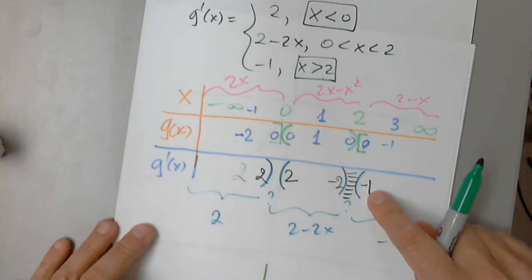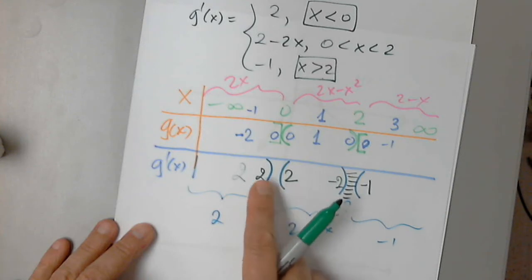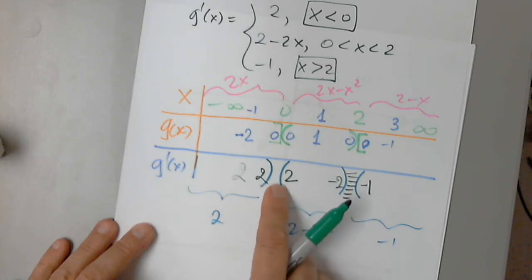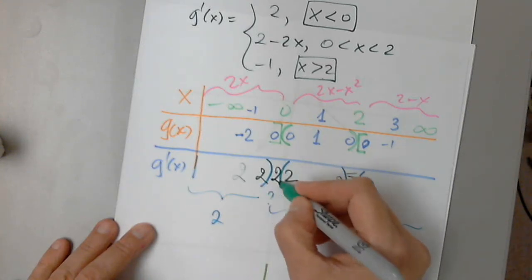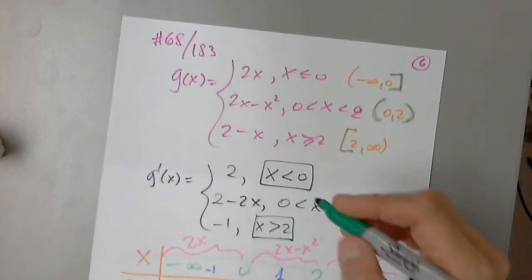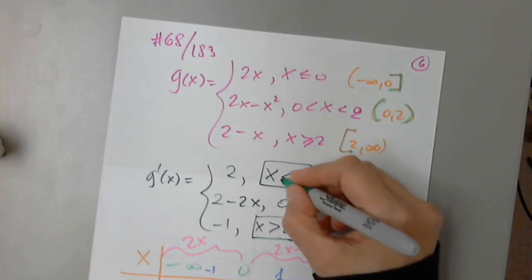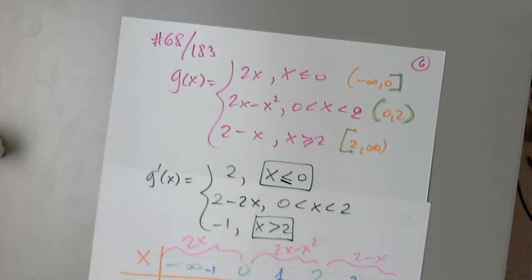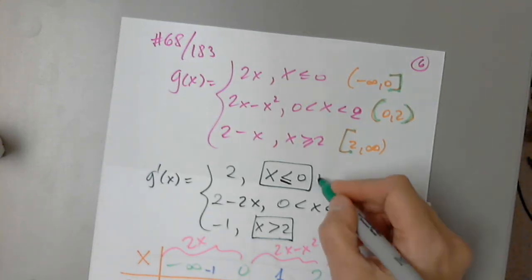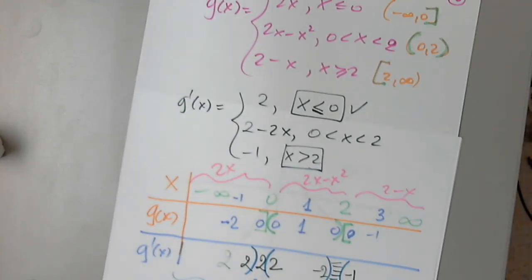The derivative on the right is -1. But here, since these two are the same, there is no need to leave a gap. This is 2. I can go back now and put the equal symbol back where it belonged. Now I know for sure that that is x less than or equal to 0. That's correct.